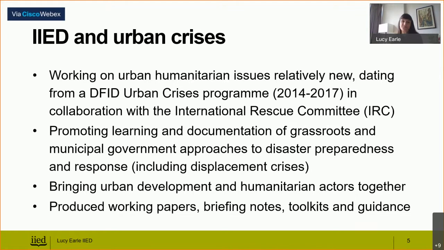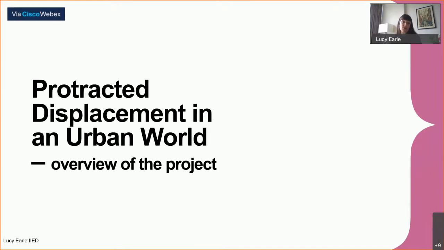So the piece of work I want to talk about for the next few minutes, its short title is Protracted Displacement in an Urban World. We gave it an even longer title to begin with. It's perhaps not very sensible. But this is funded, as Yuka mentioned, by the UK government through the Global Challenges Research Fund. So it's aid money. But it's aid money for research that is meant to have an impact. So it's a sort of very specific type of funding, the Global Challenges Research Fund. And this is a £3 million project over three and a half years. It's quite big for research and in four countries. So could I have the next slide, please?